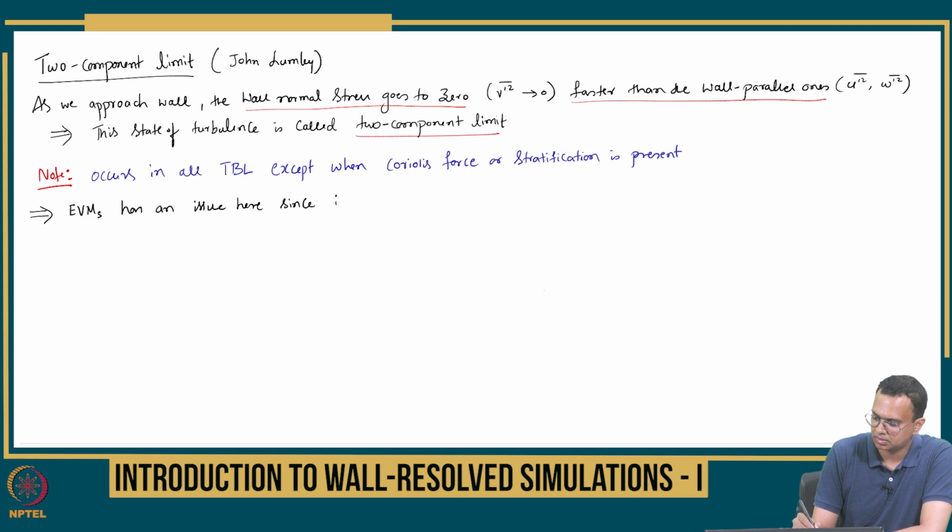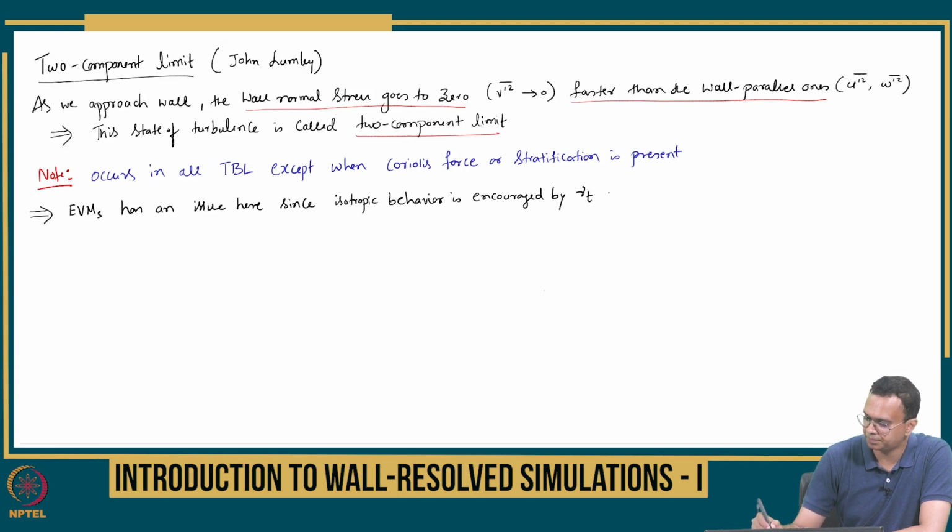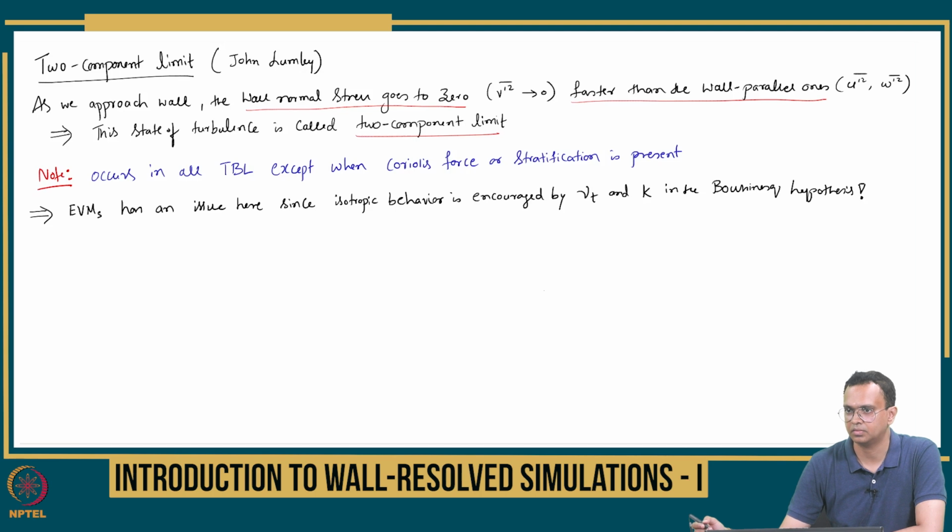Since isotropic behavior is, you can say, encouraged by your eddy viscosity nu t and the turbulence kinetic energy K in the Boussinesq, right? So you have minus 2/3 K in the Boussinesq.